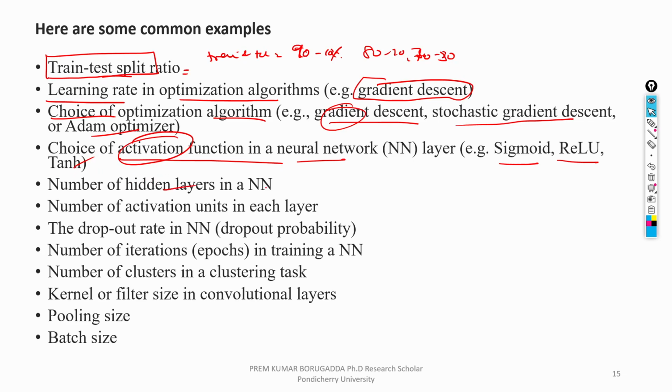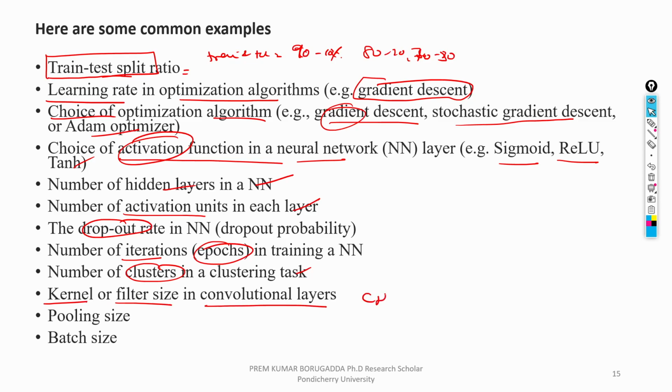Then the number of hidden layers in the neural network, the number of activation units in each layer, the dropout ratio, the number of iterations or epochs, the number of clusters in clustering tasks, and the kernel or filter size in the convolutional layers.